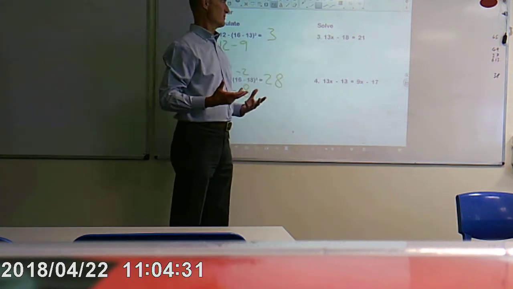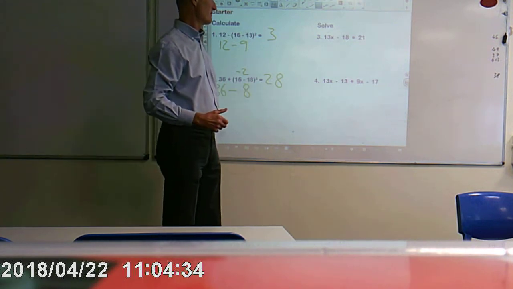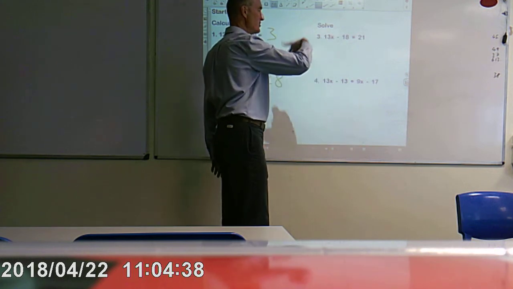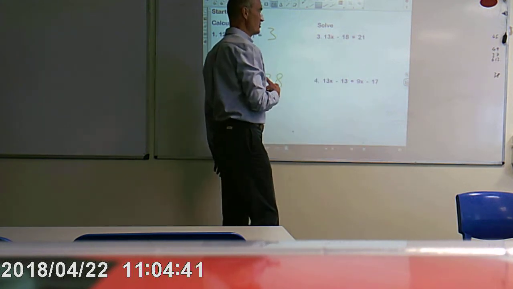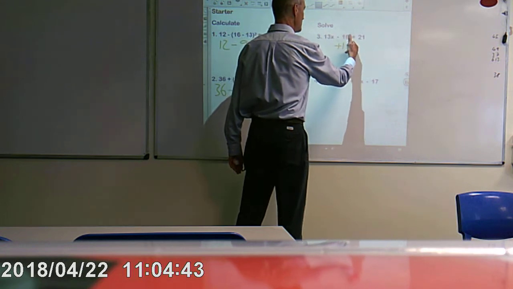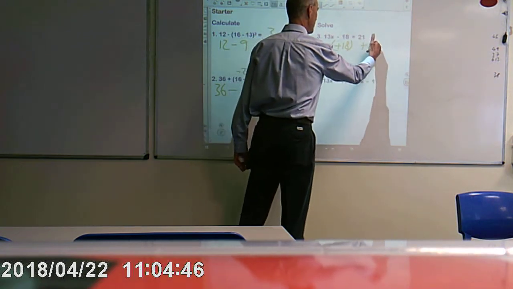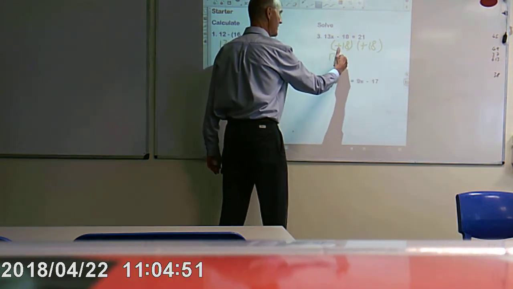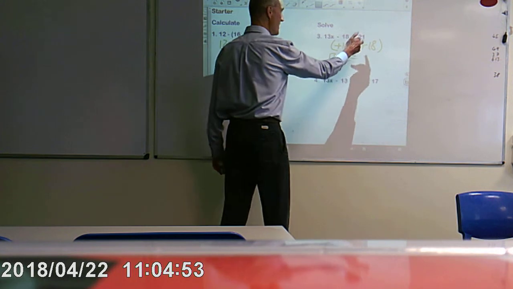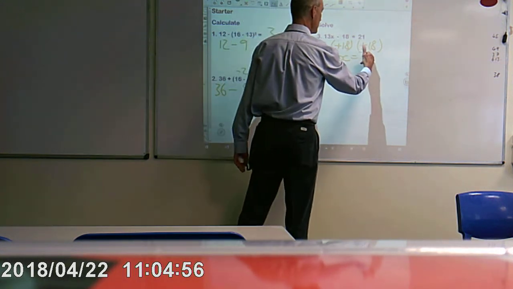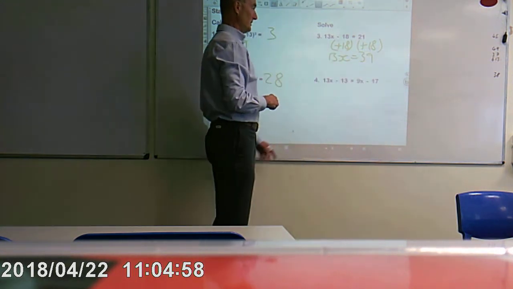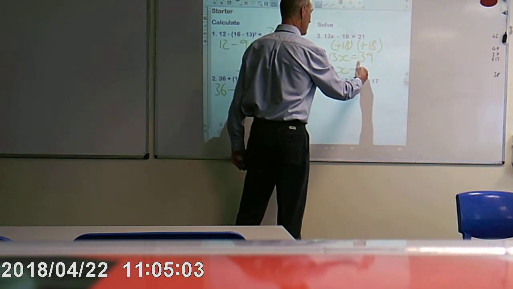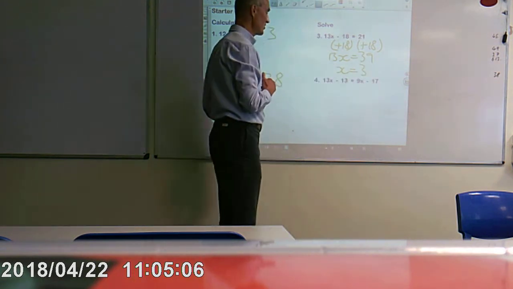Next one, solve. So we've got to get x equals something. That's what we're aiming for. So we've got x's, we've got numbers. We want to get the x's on one side, we want to get the numbers on the other side. So let's do a plus 18 to both sides. Left-hand side we get left with 13x. The right-hand side we've got 21 plus 18, which is 39. Divide both sides by 13 gives us x equals 3, and that's our result.